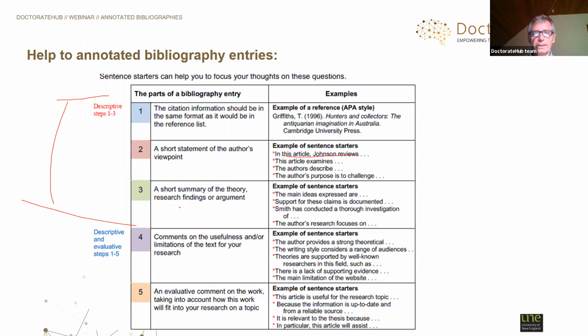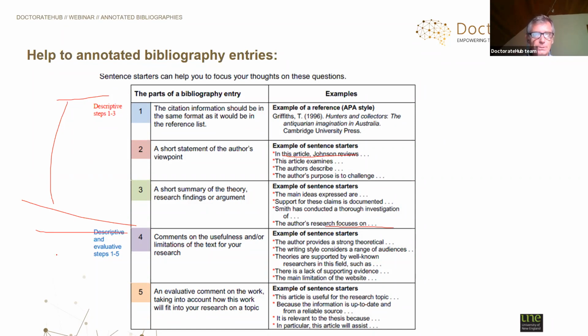The next part was then a short summary of the theory, research findings, and arguments. So, for example, the main ideas expressed are: support for these claims is documented. The author's research focuses on, and things like that. That guides you in a way in how you even think and what you are searching for.